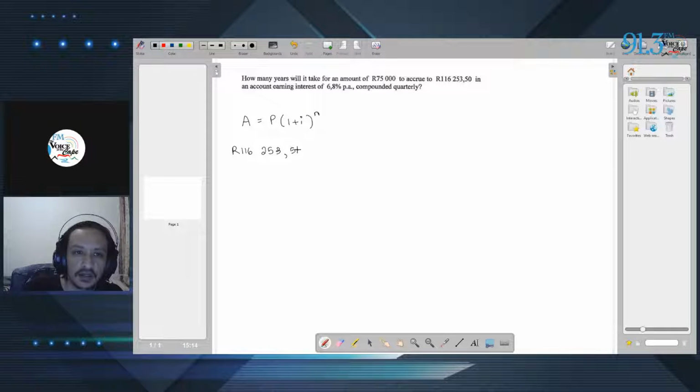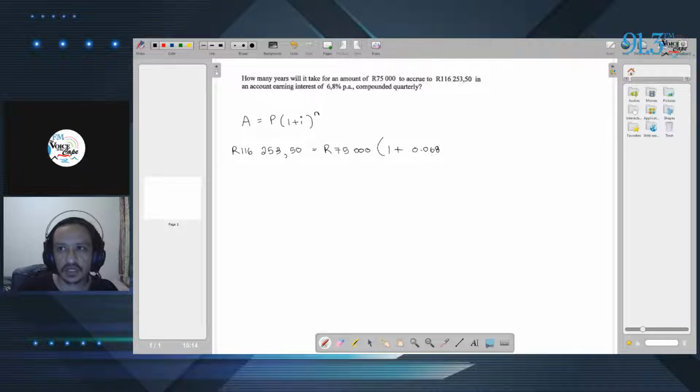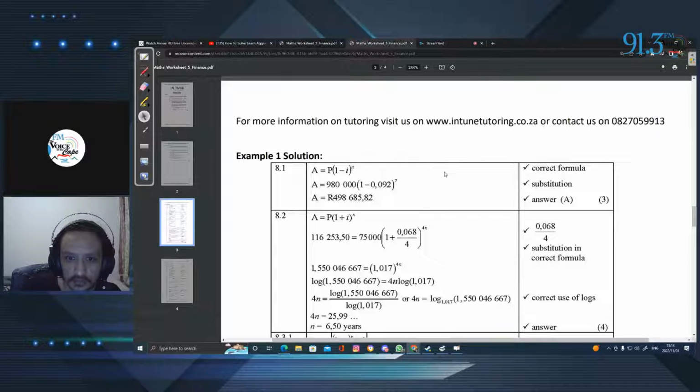116,253. The original amount that was input, which was 75,000 Rand. 1 plus i, which is 6.8 divided by 100, which is 0.068. Now notice they say quarterly. So if we go here, that's what they did. They put it over 4. Remember, I told you quarterly just means 1/4.